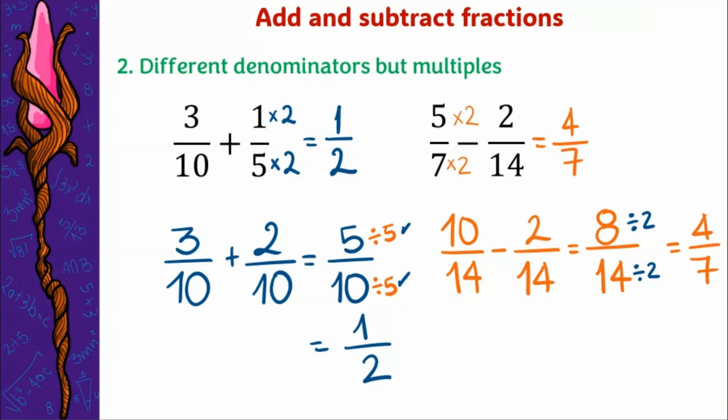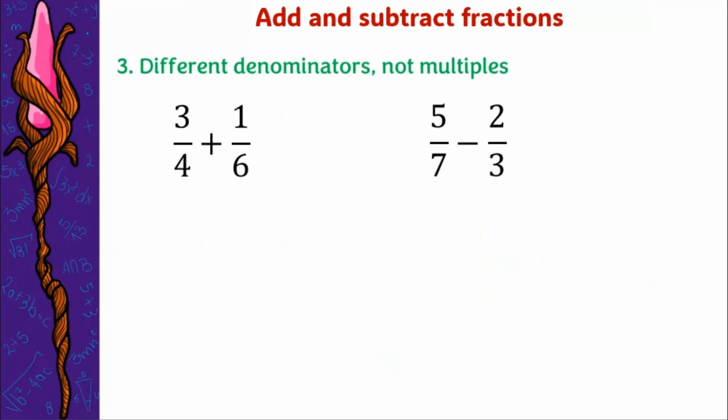That's 1/2. Let's see what happens when they have different denominators and they are not multiples of each other. In these cases, we need to find a number in the table of the denominators. So what number is in the table of 4 that is also in the table of 6? Yes, very good. The 12. The 12 is in the table of 4 and also in the table of 6.